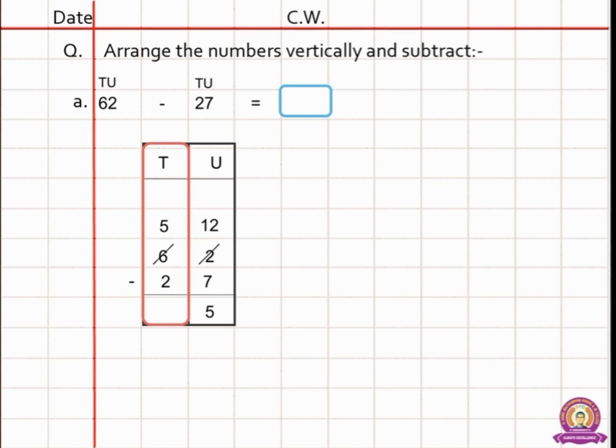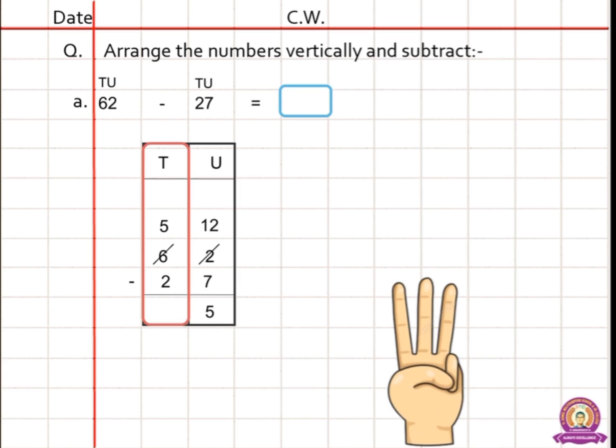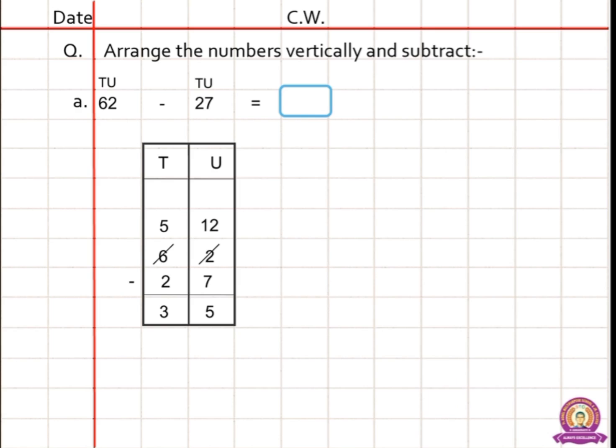5 minus 2. Count after 2 till you get the number 5. 3, 4, 5. There is a difference of 3 numbers between 2 and 5. 62 minus 27 is equal to 35. Write the number in figures and words.